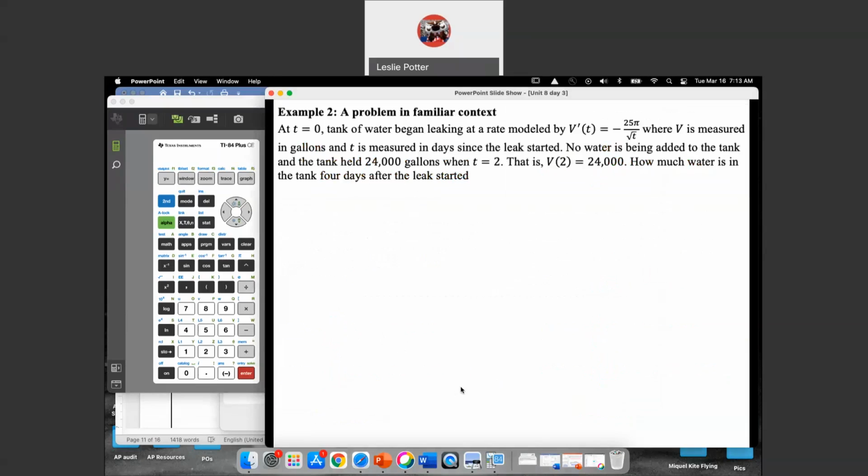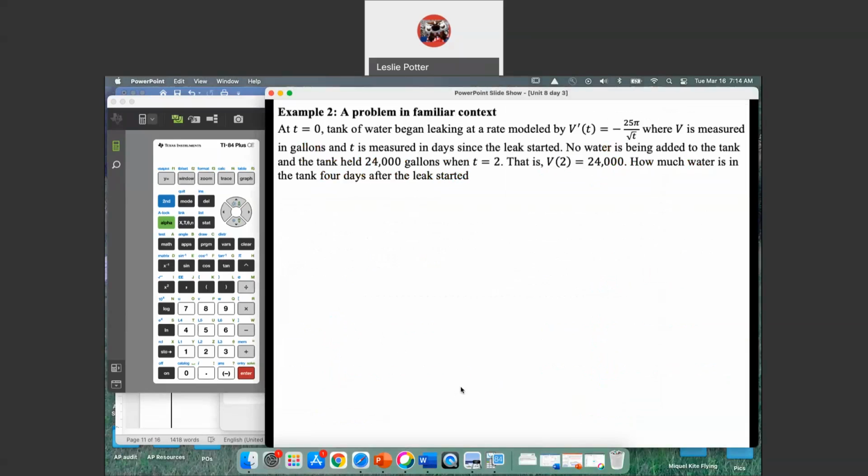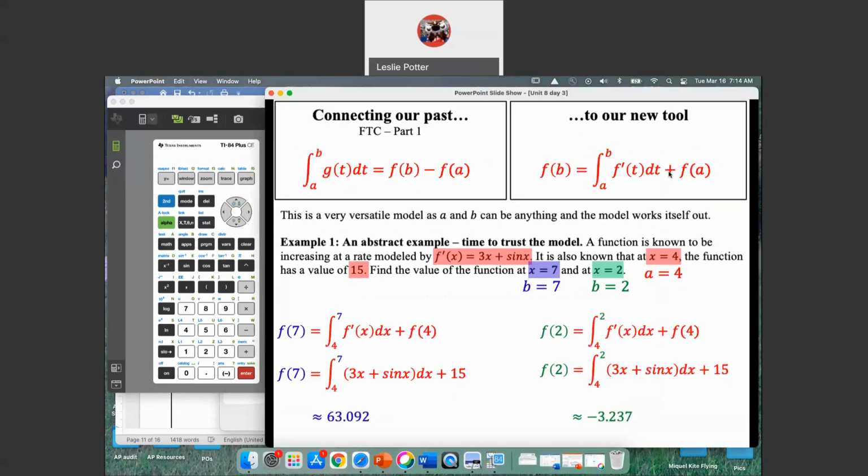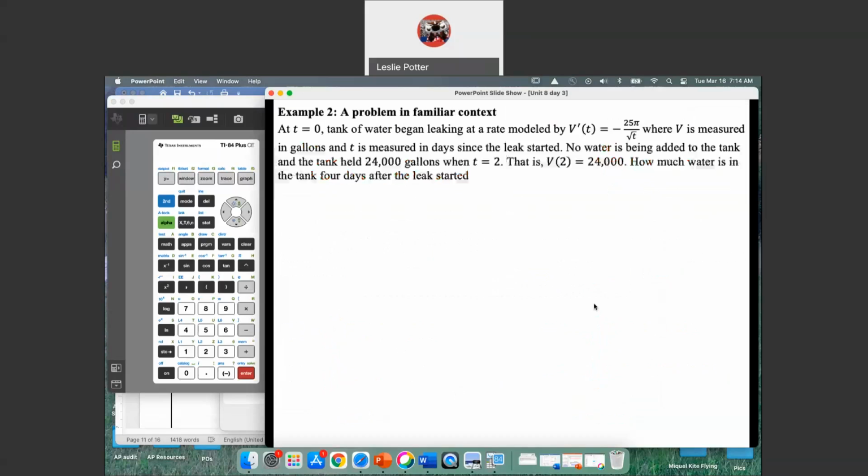Okay, so looking at the next example, now we have some context. So now that kind of has an effect on whether or not we need to modify this expression in terms of the value of the integral, whether it's positive or negative. So let's take a look at this. At time t equals 0, a tank of water begins leaking at a rate modeled by v prime of t equals minus 25 pi 10 divided by the square root of t. And v is measured in gallons and t is measured in days since the leak started.